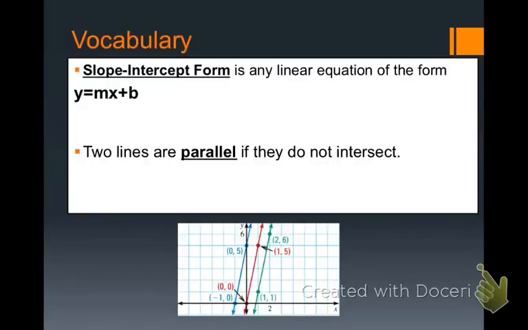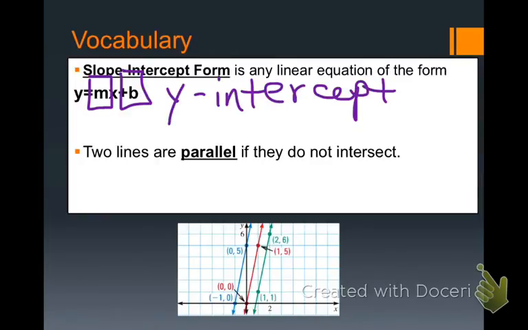Slope-intercept form is any linear equation of the form y equals mx plus b. So notice slope-intercept form. Remember, we already know that slope is represented by m. The b is our y-intercept. Then also, two lines are parallel if they do not intersect. And we know two lines are parallel if they have the same slope.